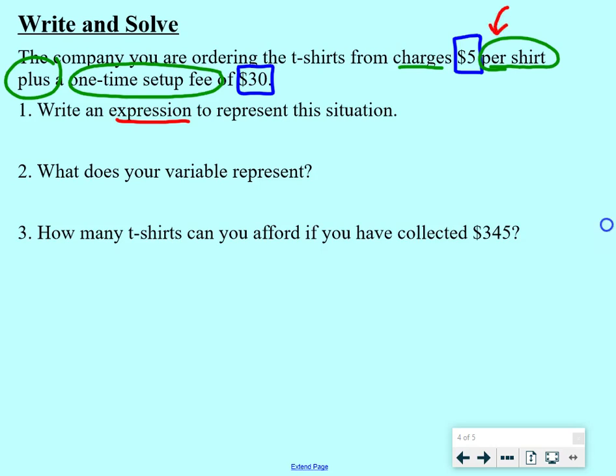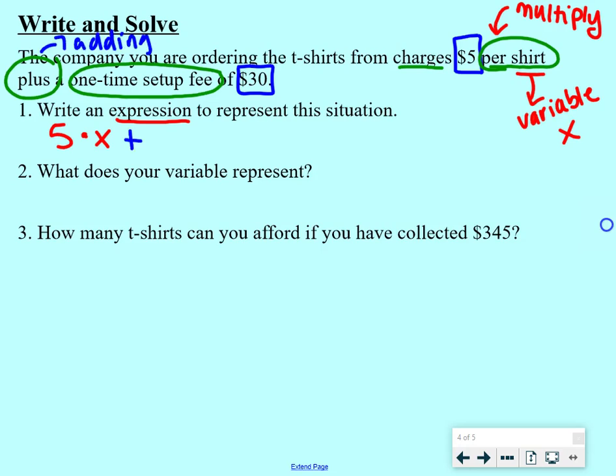$5 per shirt. Per means multiply. Per shirt. Do we know how many shirts we're buying? No, we don't. We're not told that information. So we're going to need a variable for our shirts. So we could say variable would be x. So we're going to do 5 times x. Then plus means you're adding. So we just use an addition sign. A one-time setup fee of $30. One-time fee. That means all we have to do is just add that $30 on one time. That's it. So that would be our expression, 5x plus 30.